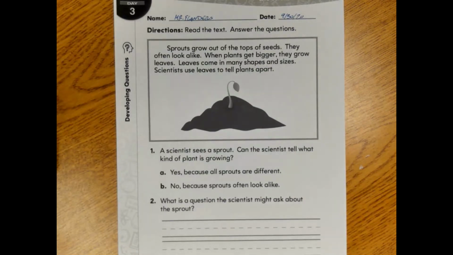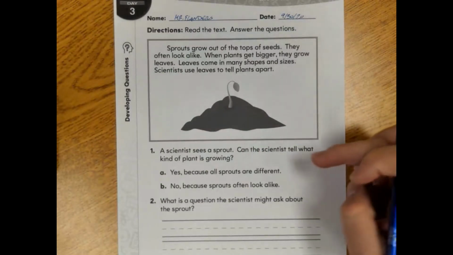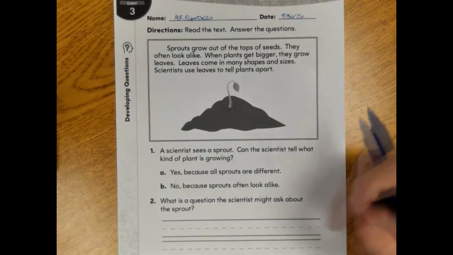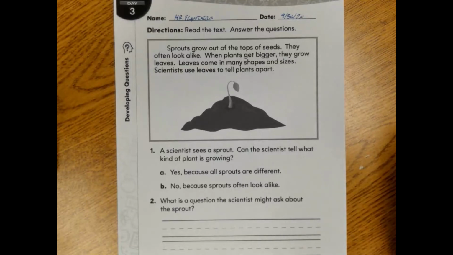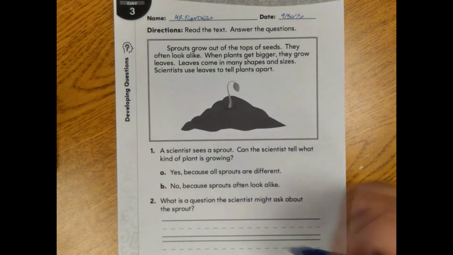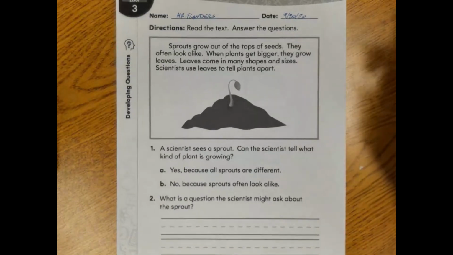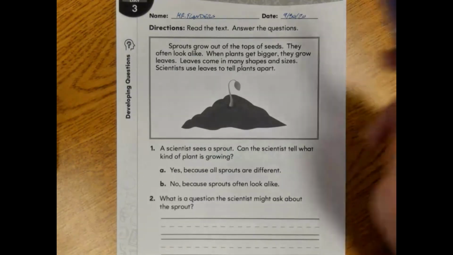What we're going to do, ladies and gentlemen, is read this passage about sprouts, and then answer question 1 and question 2. Now, when I say we, I actually mean you. I will read the question for you, read you the answers, and you get to pick which is the correct answer. For question 2, you get to actually create your own answer. If at any point I'm going too fast or you need a break, please feel free to pause the video. Here we go.